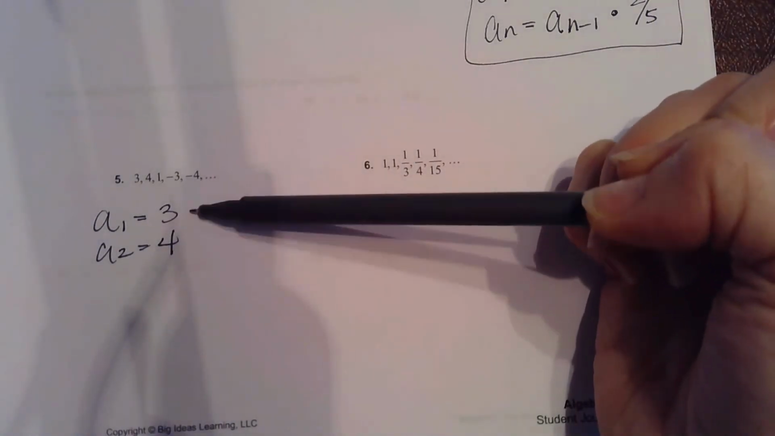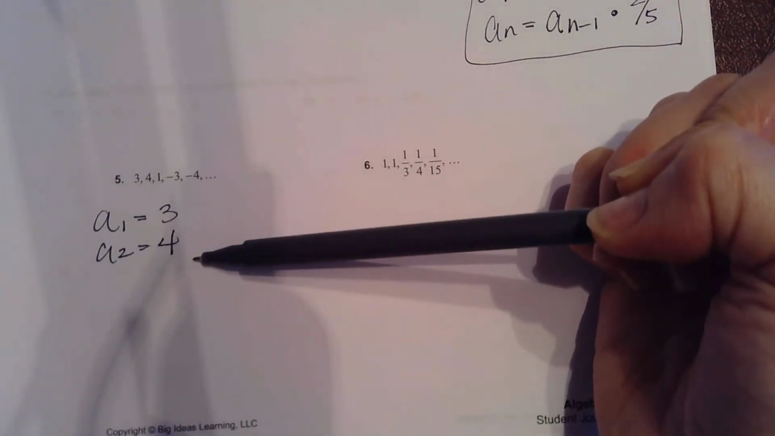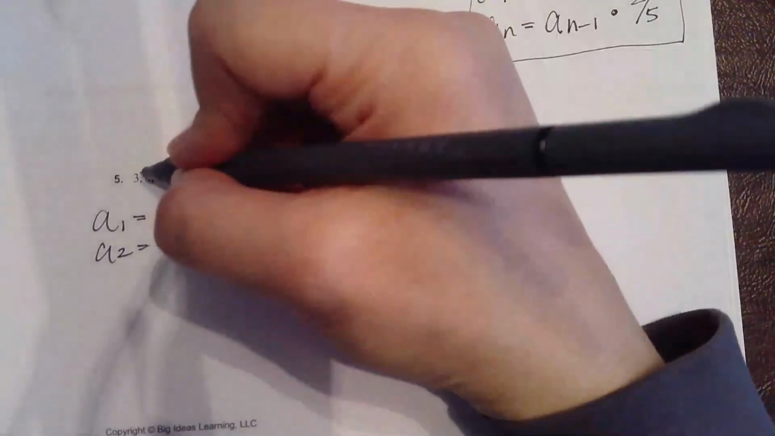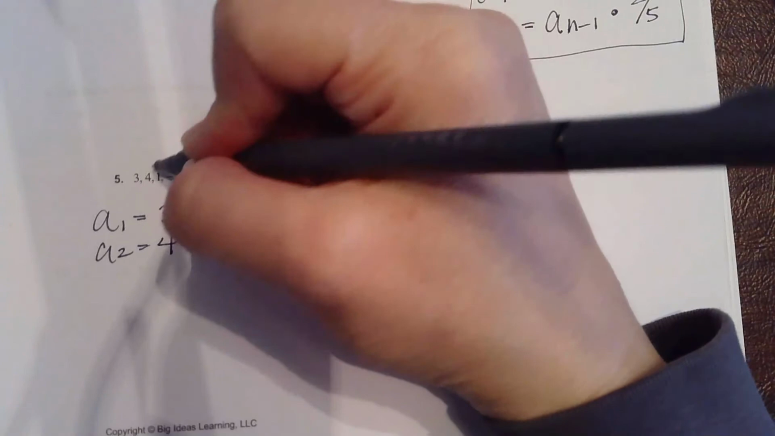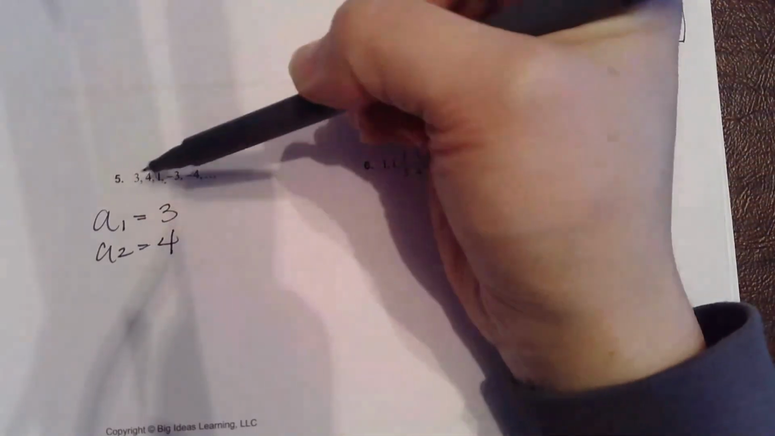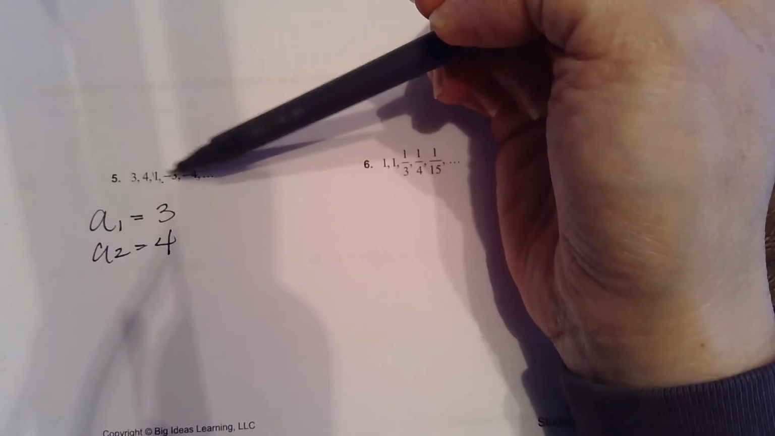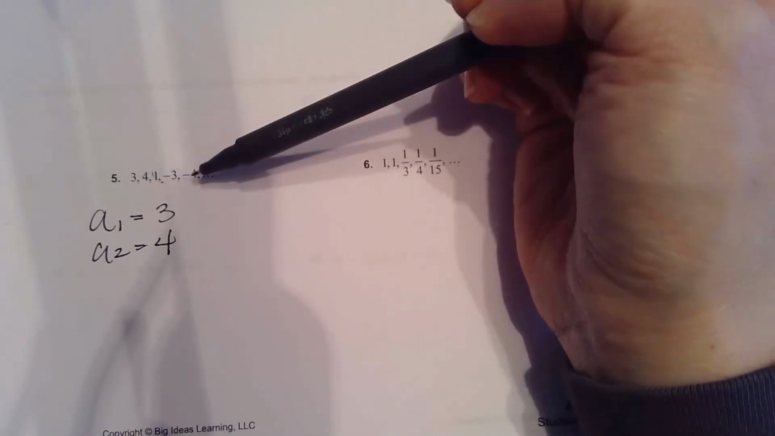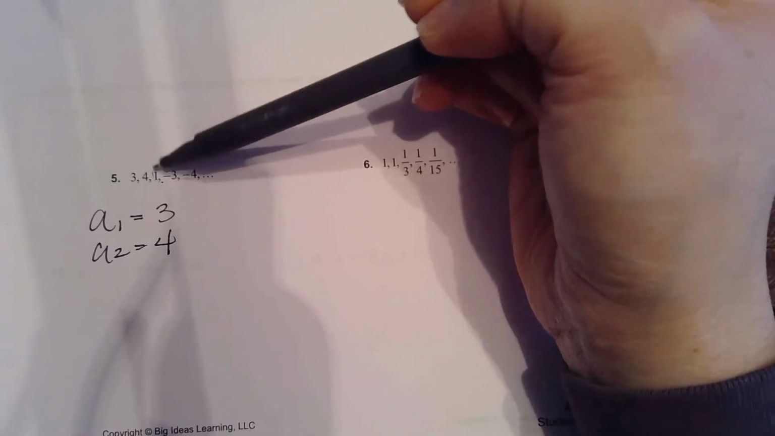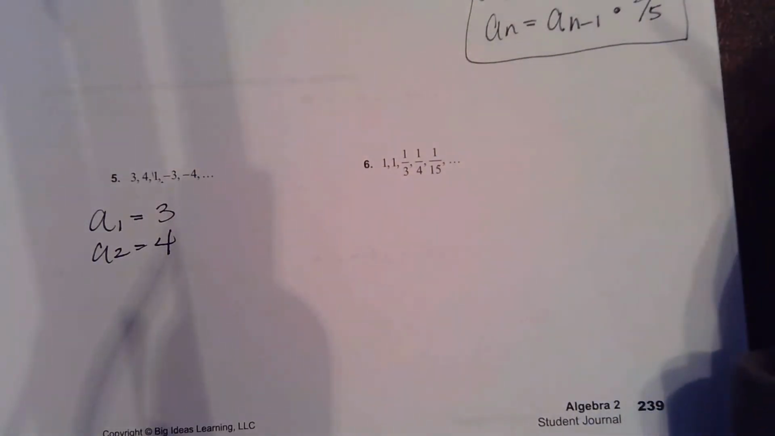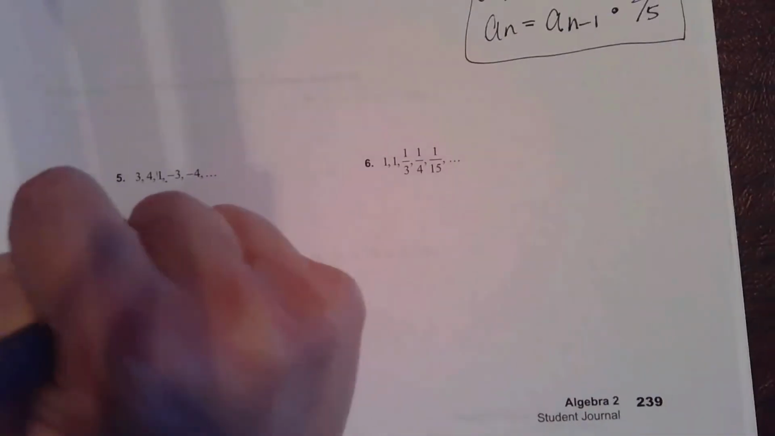In this example, I have to give you the first two terms. And so I don't know if you noticed it, but basically, if you got 3, 4, 1, -3, -4, 1 is the difference between 4 minus 3. And then -3 is the difference between 1 and 4. And -4 is the difference between -3 and 1. Again, very challenging pattern to come up with on your own.